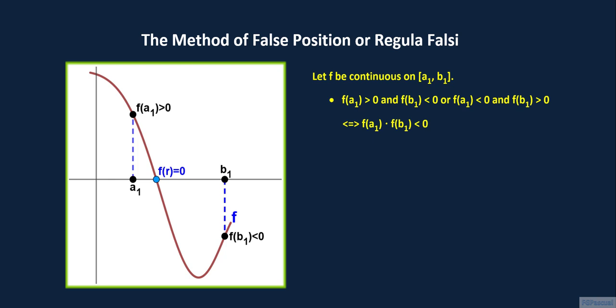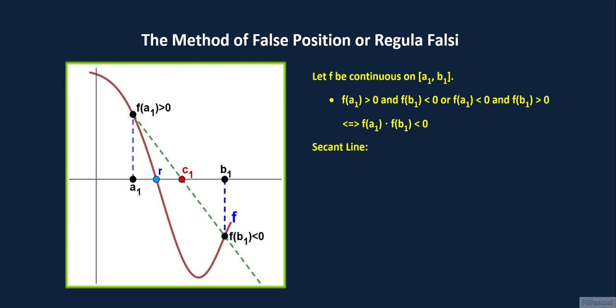The method of false position uses the secant line through the points on the graph of f at x equals a sub 1 and x equals b sub 1. Then we find the x-intercept of this secant line, because the x-coordinate c sub 1 of this intercept is the method of false position's first estimate for x equals r.